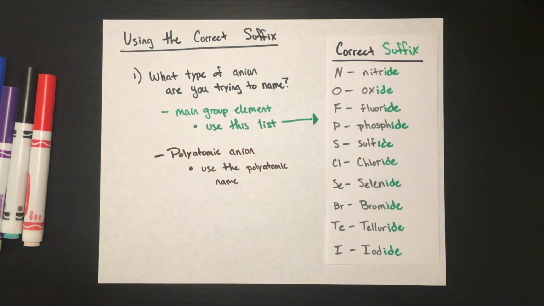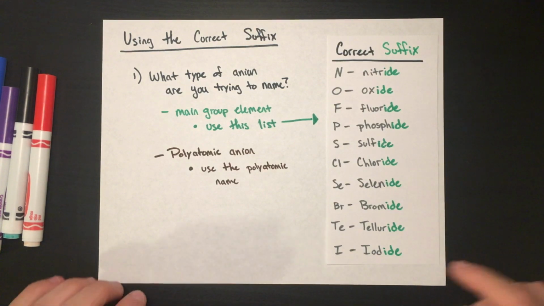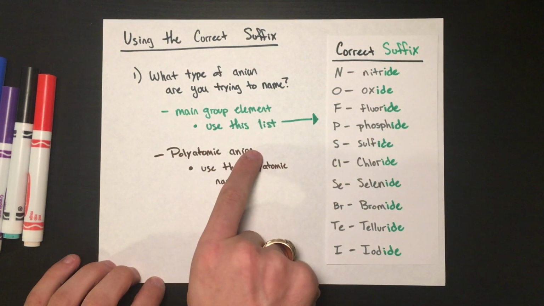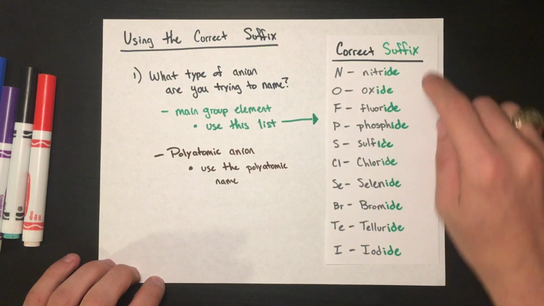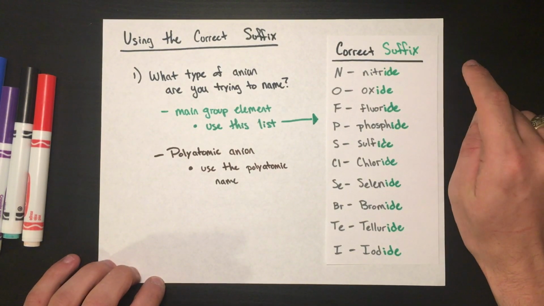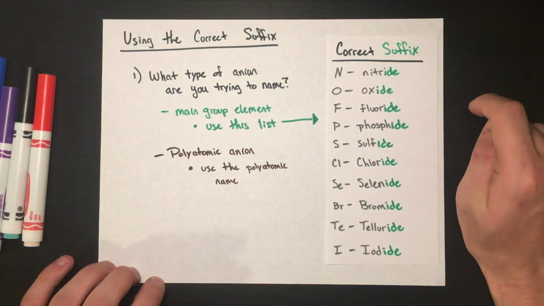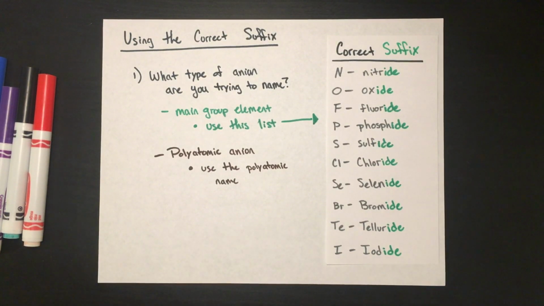You might be wondering how to pick the correct suffix. So when you have an anion, you're going to have multiple different types of anions. So the first type is just a main group element. So any element that's in the main groups are in the anion section of the periodic table. So with those elements, you're going to use this list. So like for nitrogen, it would be nitride. For oxygen, it would be oxide. For fluorine, you would change it to fluoride, and so on and so forth. So use this list and write it down so you can use it in the future.